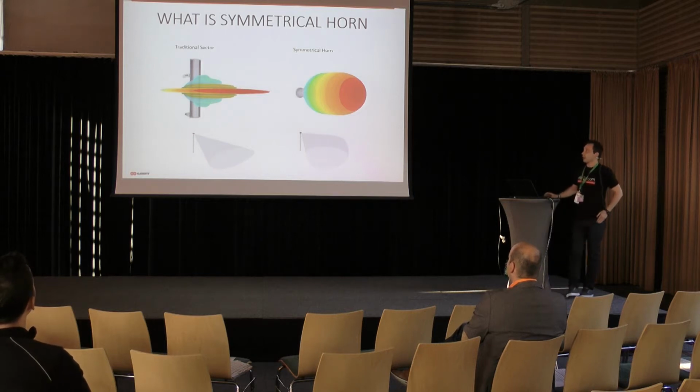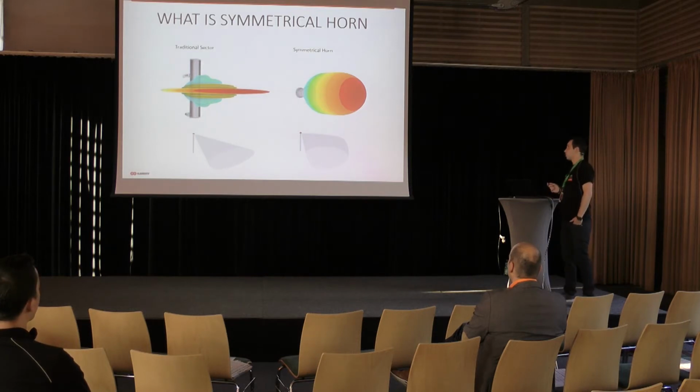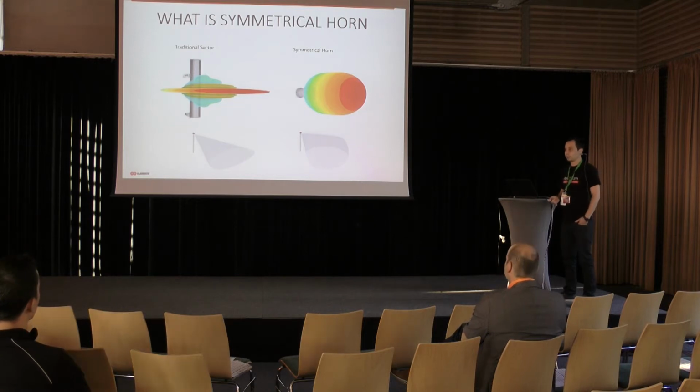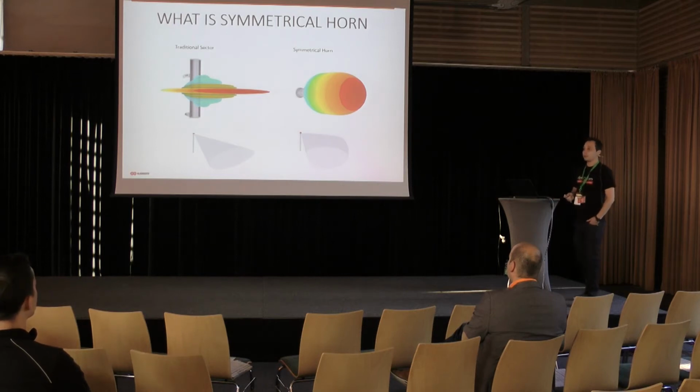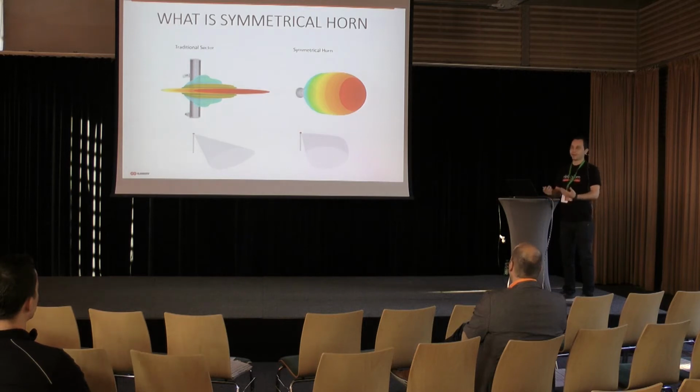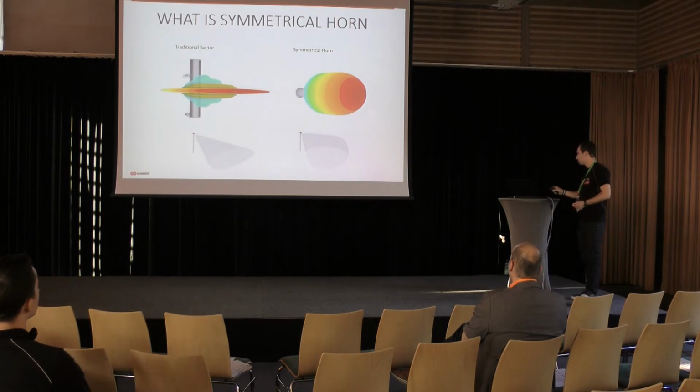So actually, as you can see, the main difference between traditional sector antennas and symmetrical horn antennas is the shape of the beam. As you can see, the shape of the beam with traditional antennas is flat in horizontal cut, but actually it's really narrow in a vertical polarization. On the other hand, what we did is that we made the same polarization, and actually it is physics, it is not us that we made a miracle, it's just the physics, you know. So both polarizations are completely the same.